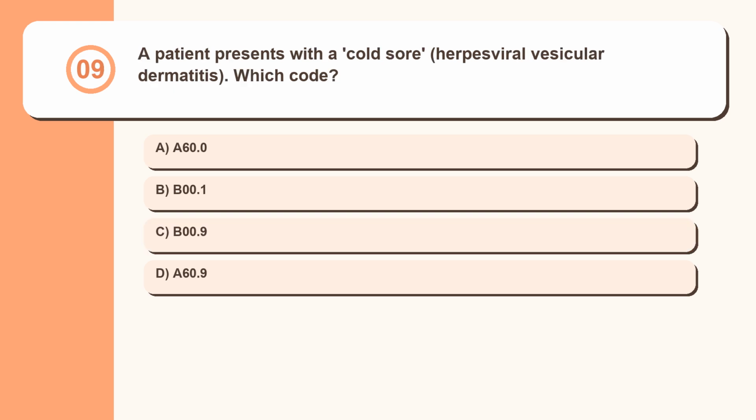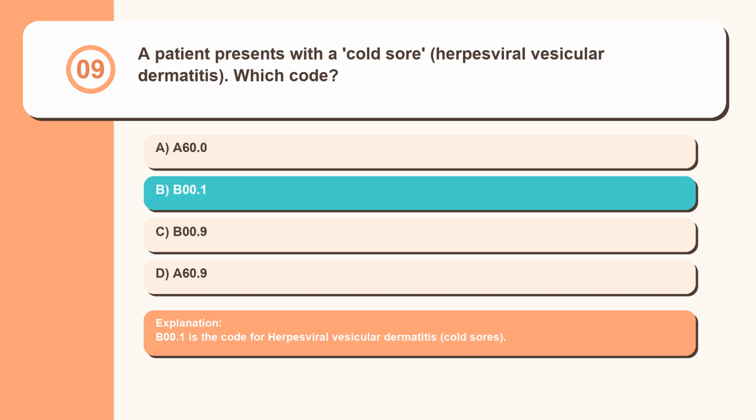Question 9. A patient presents with a cold sore, herpes viral vesicular dermatitis. Which code? A60.0, B00.1, B00.9, A60.9. B00.1 is the code for herpes viral vesicular dermatitis, cold sores.